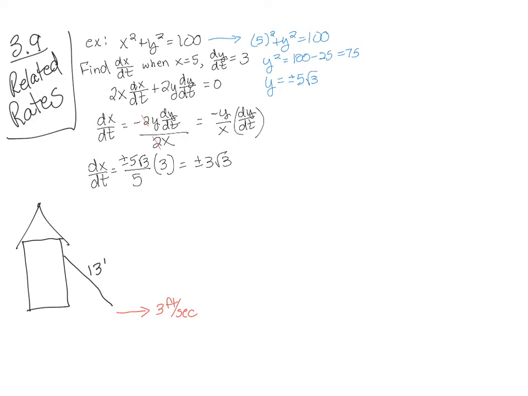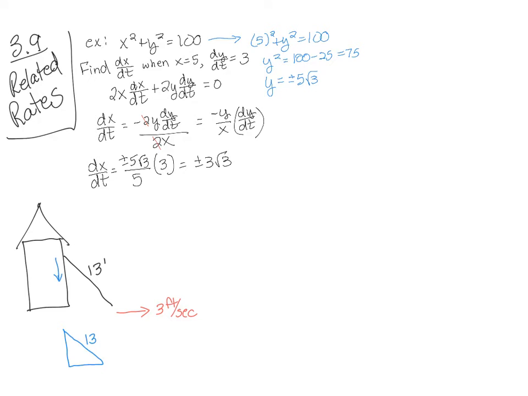Well, if the base is being pulled away, the length of the ladder isn't going to change. But the top of the ladder is going to fall down. Correct? If you pull the base away, the top will fall down. So if we look at this situation here, we have a right triangle. The hypotenuse is 13.